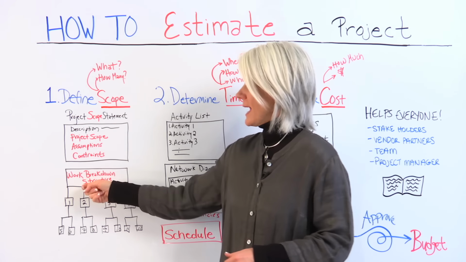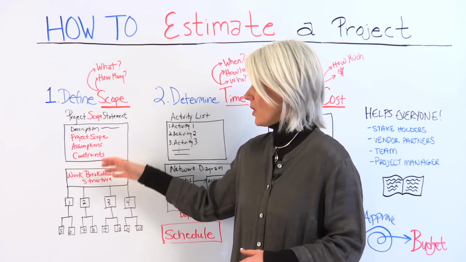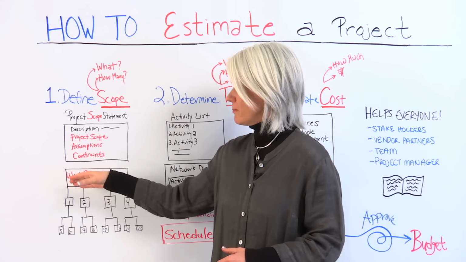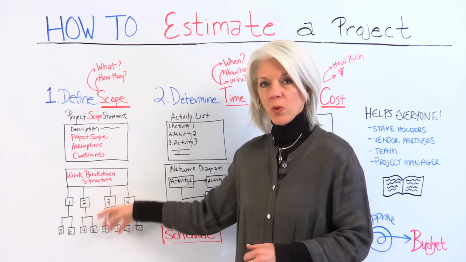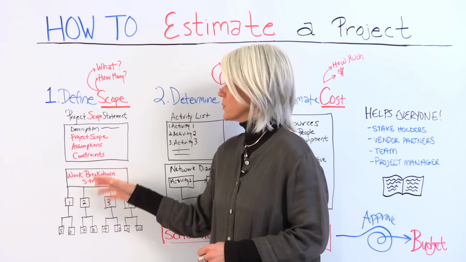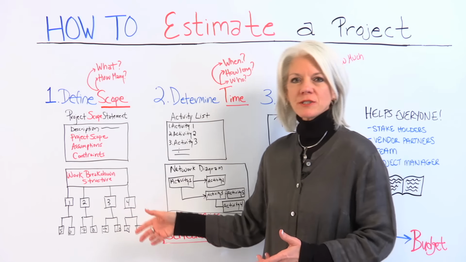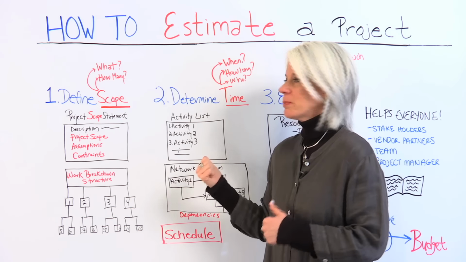The scope also has the work breakdown structure, which breaks down all of the work of the project in more detail. The more detail we can get on the work required, the better estimate that we can build. So the work breakdown structure is also used to determine the time it's going to take to do the project.